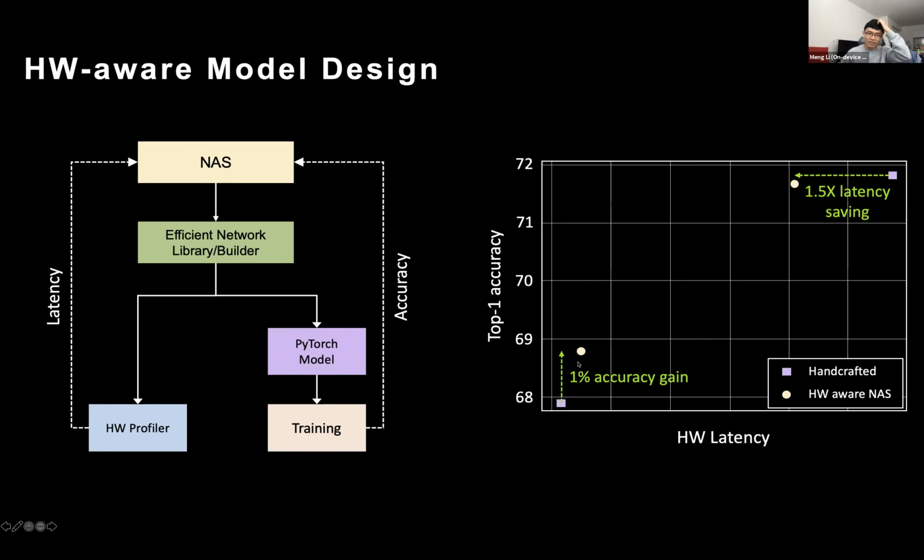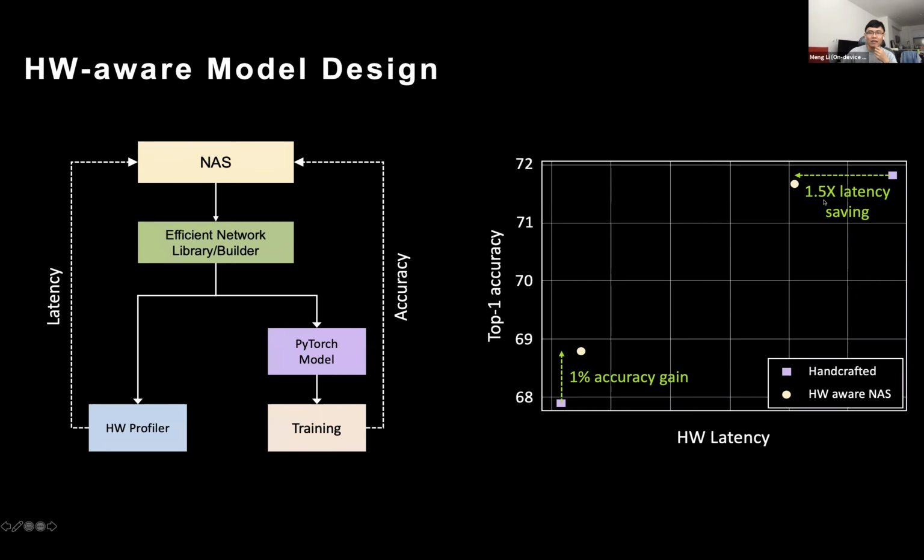We can also leverage this architecture search algorithm to help with the video understanding models. And this is the basic flow. For each NAS iteration, we have the hardware profiler that can help us to directly get the latency of running a certain model on the hardware, as well as the training part, which can help us to get the accuracy estimation. And based on this, we can iteratively search and select the video understanding models that can give us the best accuracy while satisfying certain latency constraint.